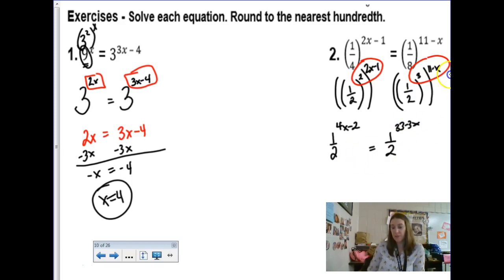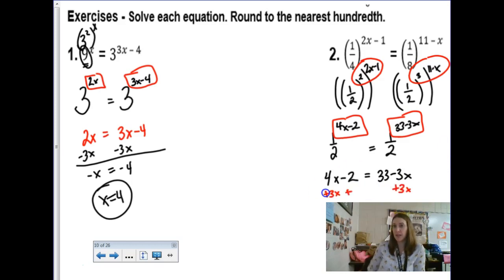And now that I have common bases, I can just equate their exponents together. The only alternative for solving this equation would be to apply logarithms to both sides. And since the 1/2 base is not really that great, you're going to be using a lot of logarithm work on your calculator. And no one really wants to do that because it's not a lot of fun. So believe it or not, this was the easiest way to do the question. We're going to add 3x over. Also going to add this 2 over. So we end up with 7x equals 35 and x equals 5.